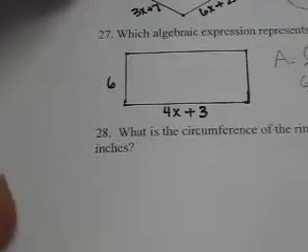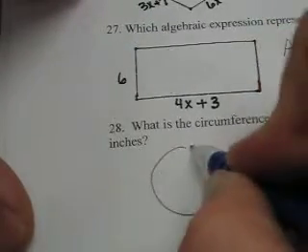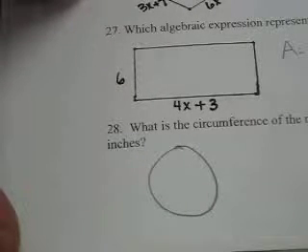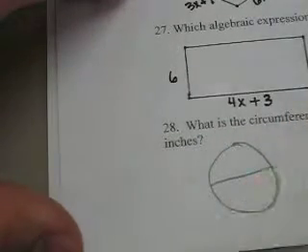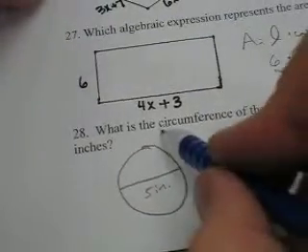Number 28, what is the circumference of the rim of a glass? So circumference, I already know that I'm dealing with a circle. Rim of a glass, if the diameter of the circular figure is 5 inches. So it tells us that the diameter, the distance all the way across the circle, is going to be 5 inches. We're looking for circumference.